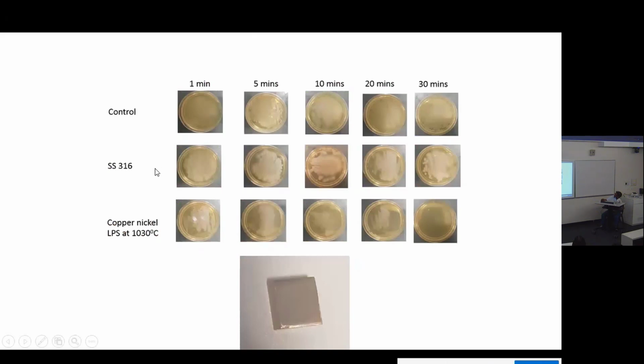And we also use stainless steel as a control medium, as a negative control, to see what happens to the bacteria. So you can see that after 30 minutes in copper, it's not there, whereas here it's still there in stainless steel. So we think we probably developed a nice alloy, thanks to Tien.